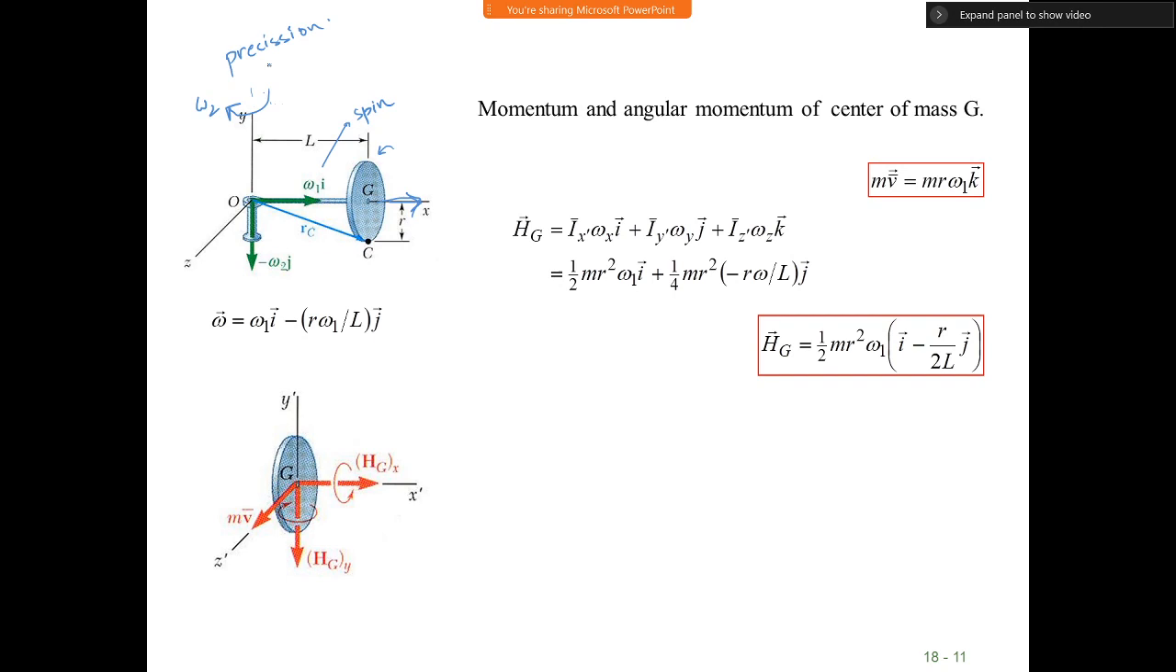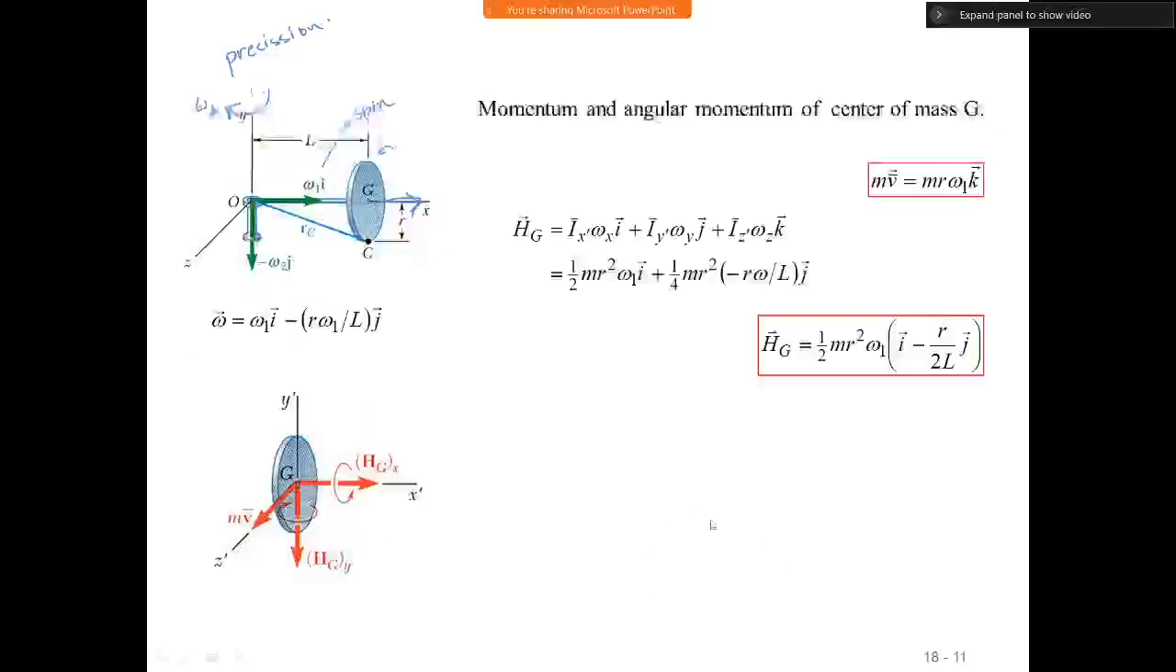I think I have to check the spelling, but it is called precession, with precession along omega 2. So this omega 2 contributes to the angular momentum in the minus y direction, right? So this is your angular momentum.